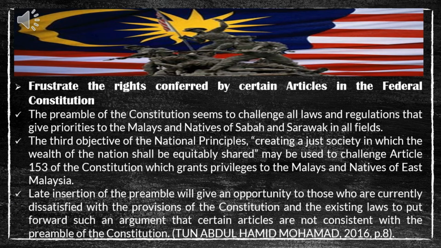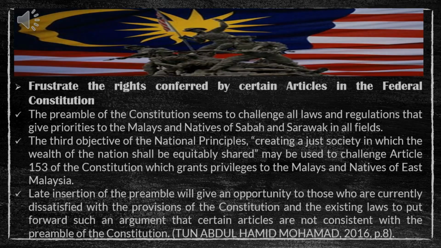Particularly, the third objective of the national principles, creating a just society in which the wealth of the nation shall be equitably shared, may be used to challenge Article 153 of the Constitution, which grants privileges to the Malays and natives of East Malaysia. The insertion of the preamble will give an opportunity to those who are currently dissatisfied with the provisions of the Constitution and the existing laws to put forward the argument that certain articles are not consistent with the preamble of the Constitution.